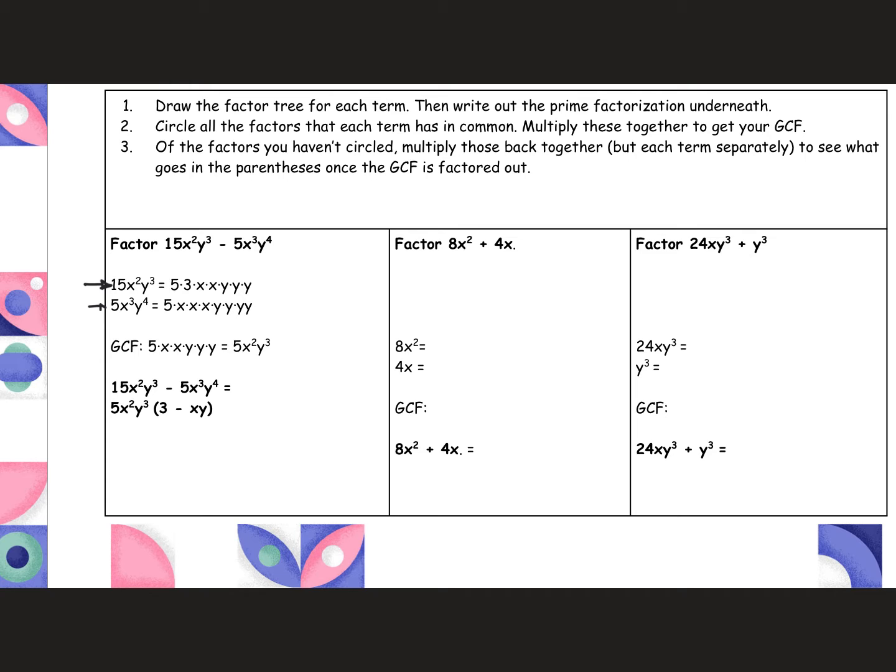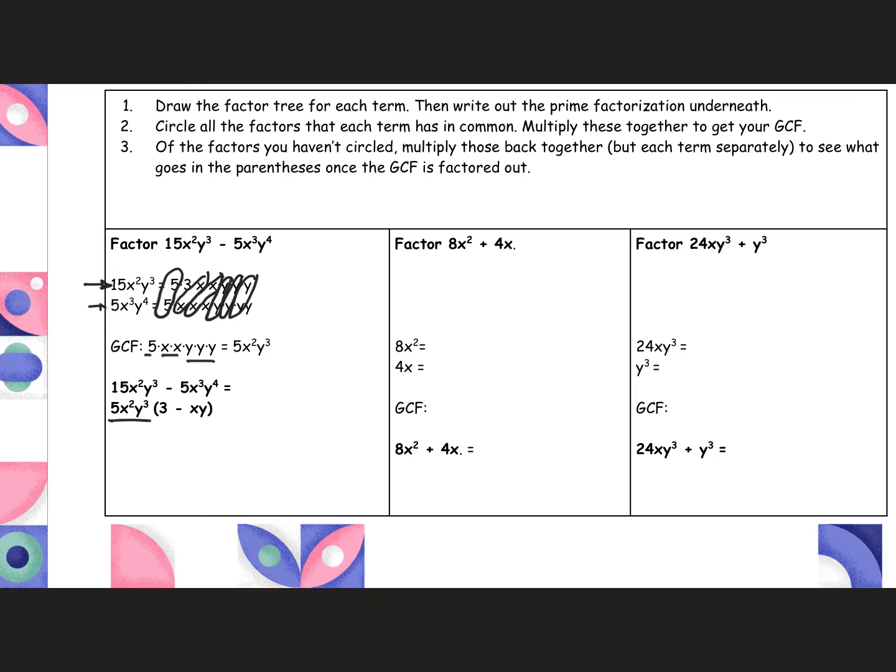All right. So we can see what they have in common. Both have 5 in common. They have x, x. They have y, y, y. So you can see they have a 5, 2 x's, and 3 y's in common. So that gives us 5x squared y cubed as our GCF.